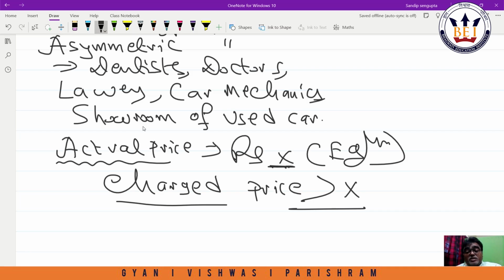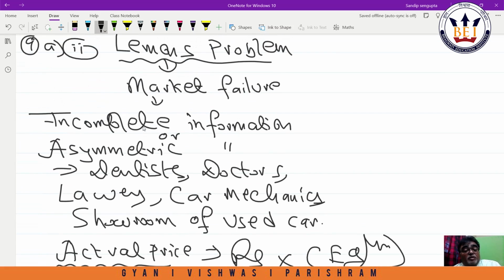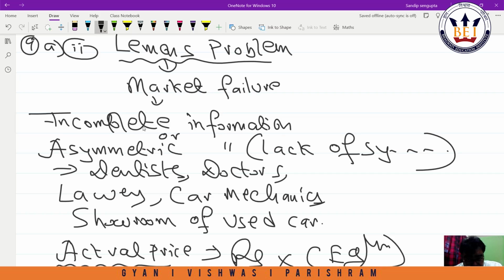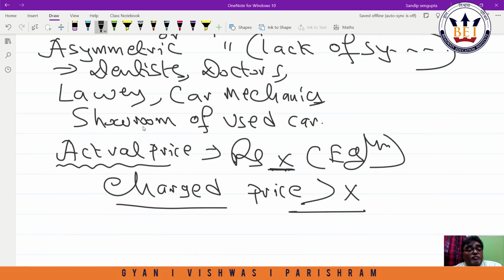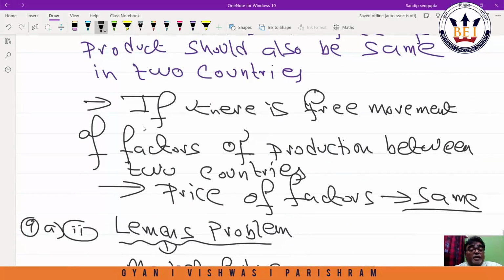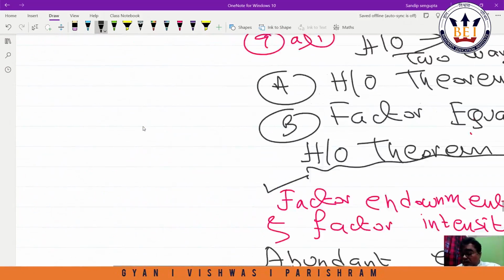Similarly for a car mechanic also. Now come to inter. Lemon's problem is obviously part of market failure because it is the outcome of incomplete information or asymmetric information. Asymmetric information means lack of symmetry between the knowledge of buyers and sellers. And Lemon's problem implies that the actual price, the equilibrium price, is lesser than whatever charged price. The gap is nothing but market failure or underutilization of factors.